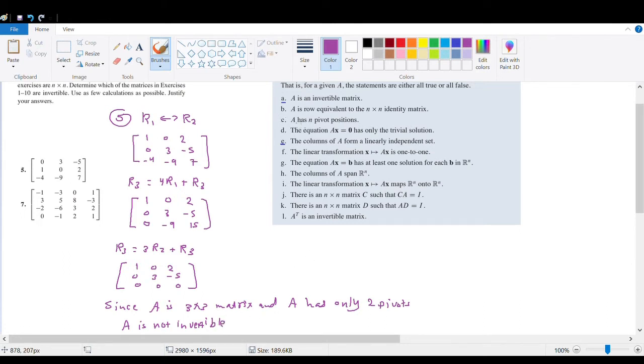So since A is a 3 by 3, we should have 3 pivot positions for A to be invertible. But here we have only 2 pivots, so that means A is not invertible. Now for 7 we have a 4 by 4 matrix. Let us do some row operations to see if A is invertible or not.